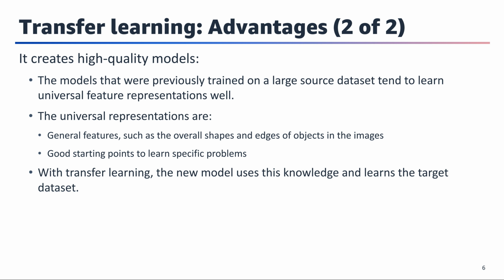Transfer learning produces high-quality models. The models that are trained on large source datasets learn universal feature representations well. These models learn how to handle many images from many categories. These learned universal representations are passed to the model that is trained with the target dataset through the refinement of the prior weights.